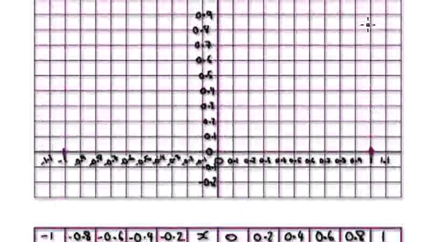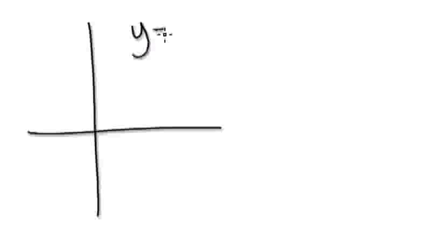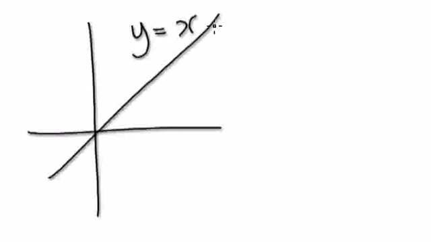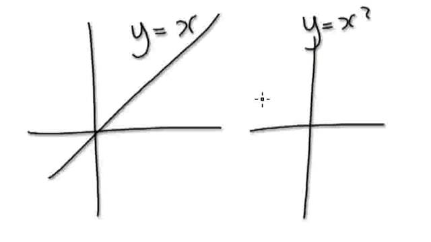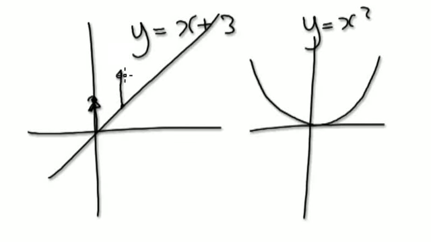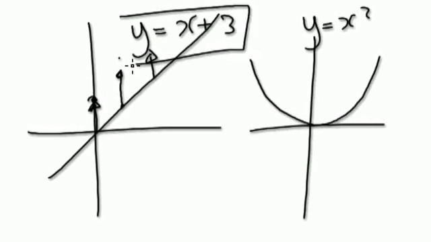Okay. So if you try and draw a graph of y equals x, it will look like this. If you try and draw a graph of y equals x squared, it will look like this. And if you try and draw a graph of y equals x plus 3, well, every value here gets shifted up 3. So here it gets shifted up 3. Here it gets shifted up 3. So this new line here would look something like this.